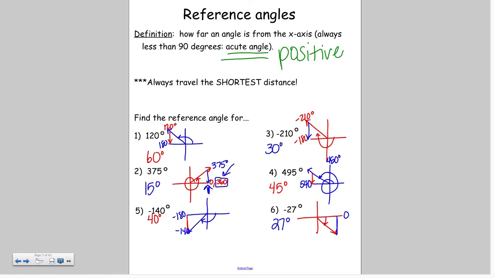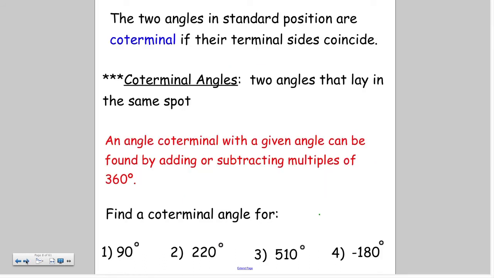For number 4, we had to do 495 degrees. Well, at 540 degrees, I've also got 180 degrees. Those two are coterminal because they lay in the same spot. 450 and 90 are also coterminal because they lay in the same spot. So it's one complete circle to get back to that spot, which is why to find coterminal angles, all you have to do is add or subtract 360 because that'll put you back in that same spot.